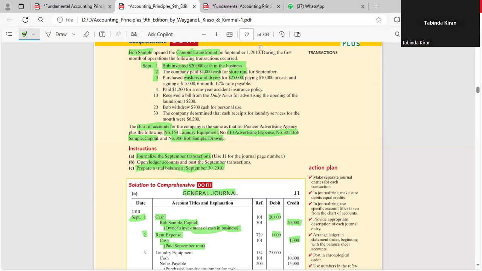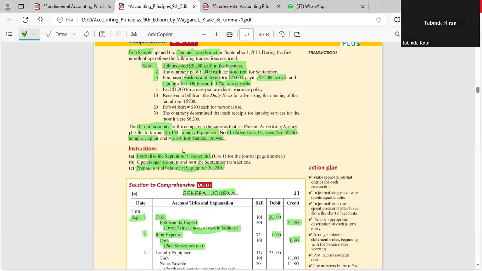Now for this $25,000, you have paid cash of $10,000. You have made a down payment of $10,000, and the remaining $15,000 you have signed a note payable. That is also an interest bearing instrument. You have to pay 12% interest on this, and it's a duration of 6 months. It means it's a current liability. Note payable is a current liability, and you have to settle this liability within 6 months, and you have to pay the interest as well.